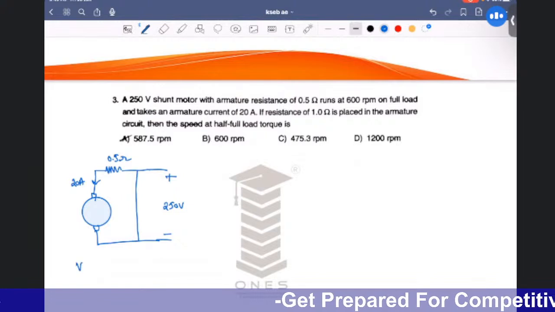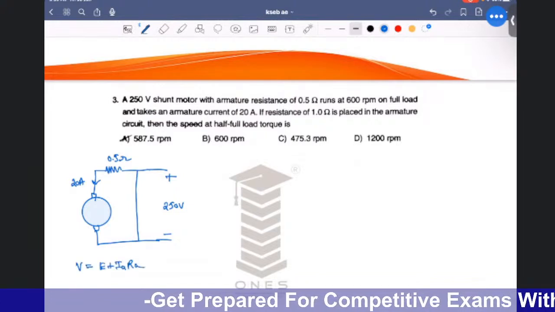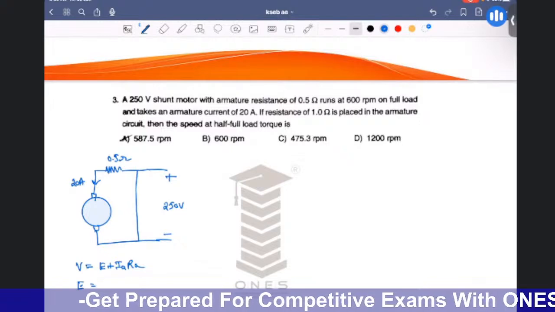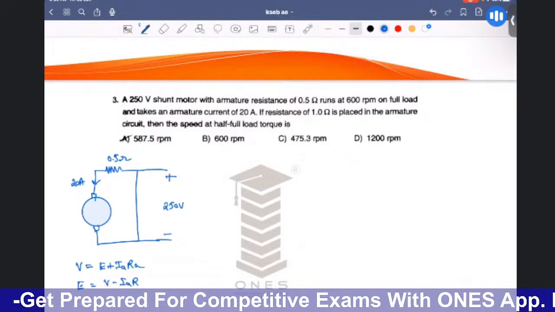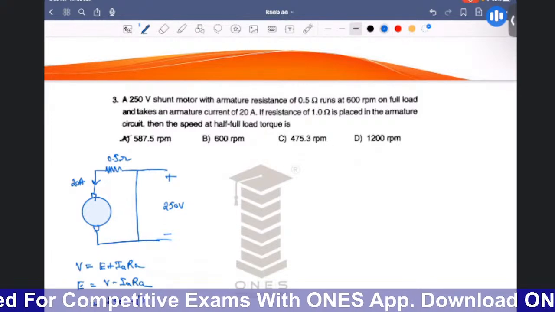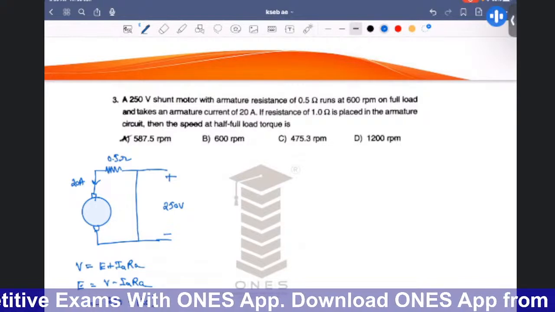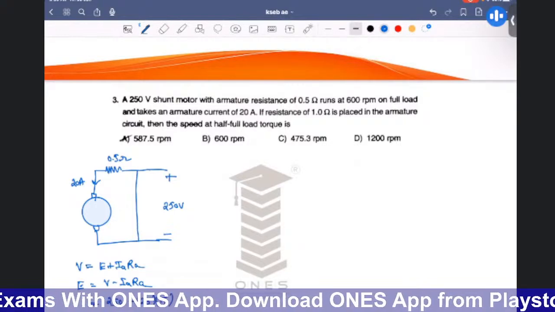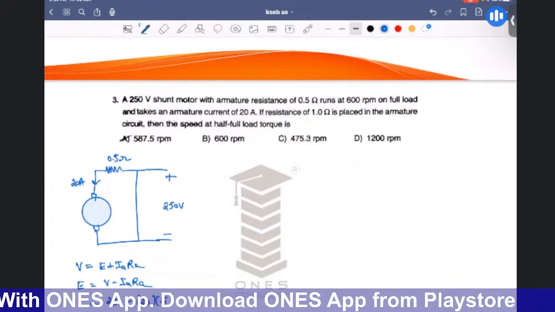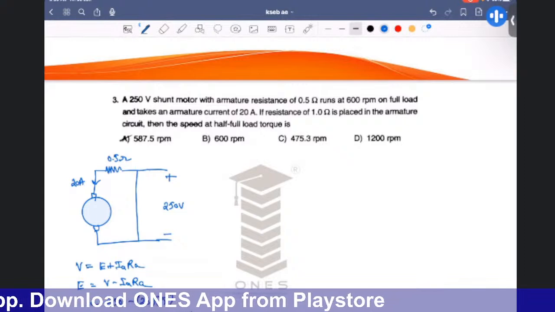So for motor, V is equal to what? E plus IAR. So what is E? E is equal to V minus IAR. V is 250 minus IA is 20 into RA is 0.5. Okay, so is it in the 250 minus 10, you will get 240 volt in the E.